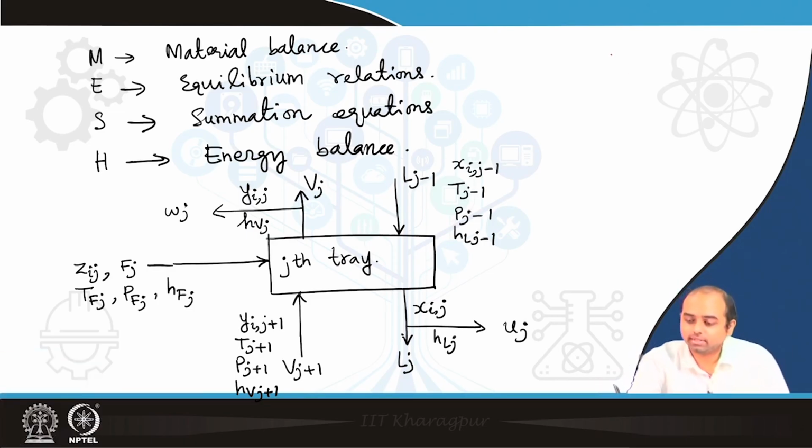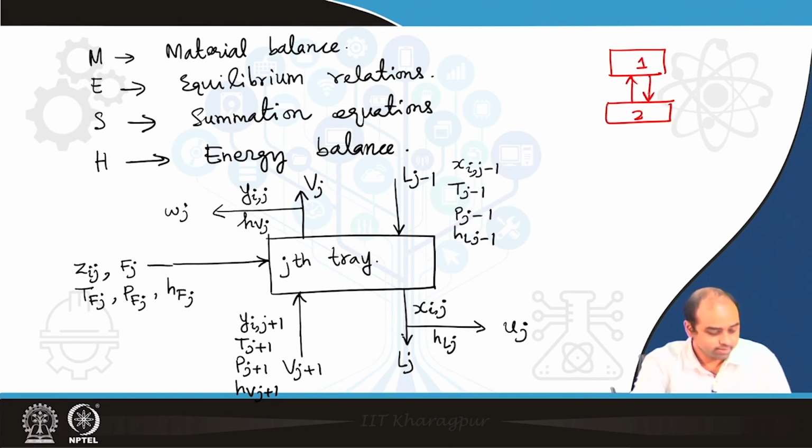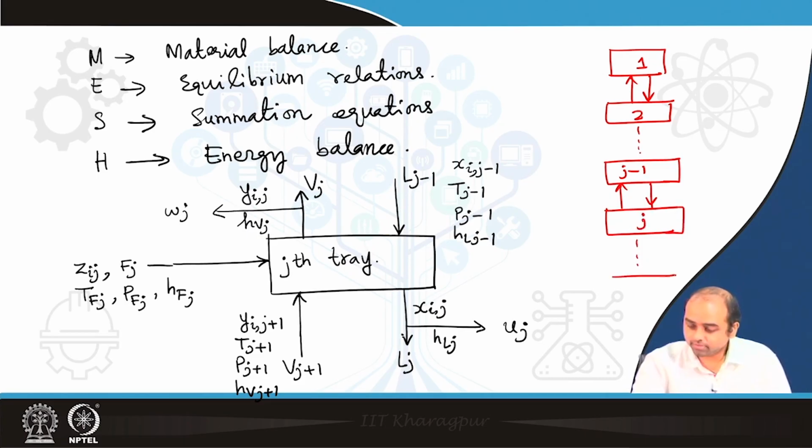Even let me just write this explicitly. So this is first, then this is second, and like this it goes on. You have j minus 1, you have the jth tray, and similarly it goes all the way up to the nth stage. This is 1, 2, j minus 1. So essentially you can realize that streams which are leaving a particular stage will have their number, and that's how we have denoted them.